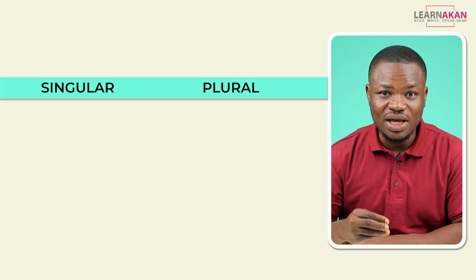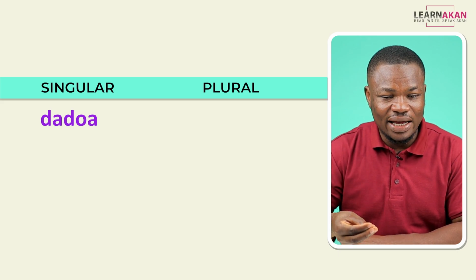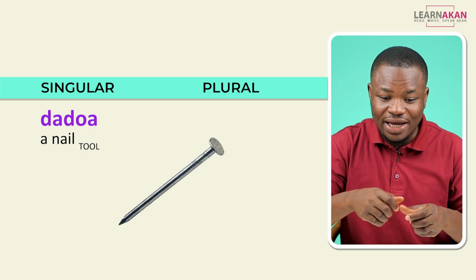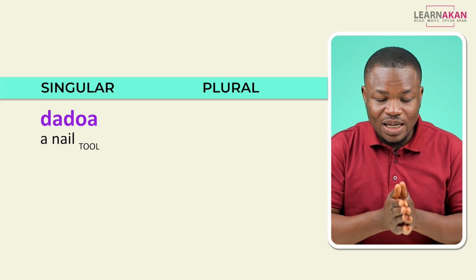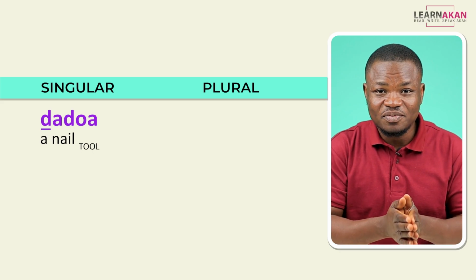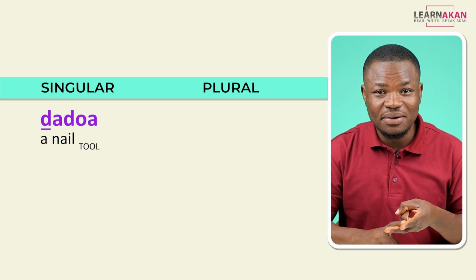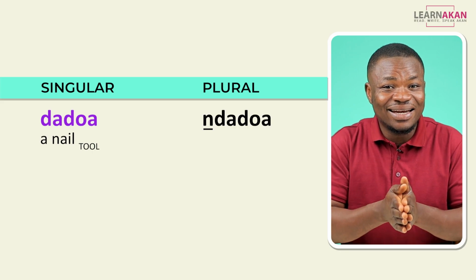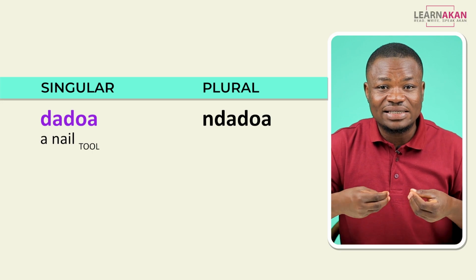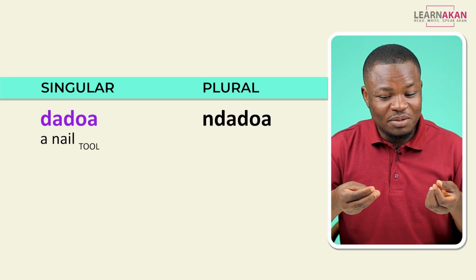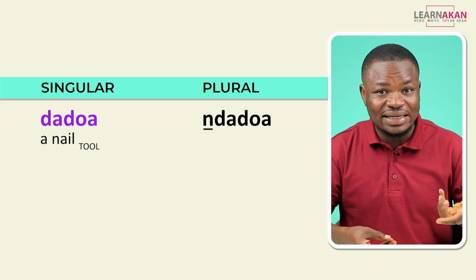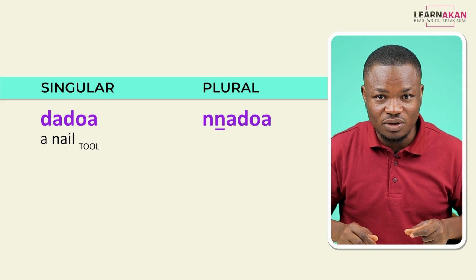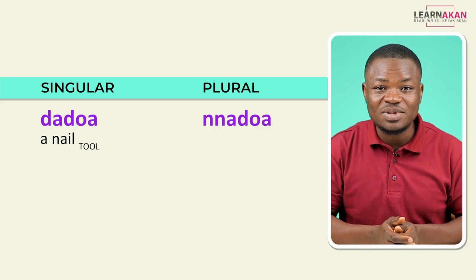So for our first example, we have dadwa, and dadwa is a nail, the tool you hit with a hammer. As you can see, this starts with d, which is neither b, p, nor f. So to form its plural, we simply bring in front, and we are supposed to have dadwa, but assimilation sets in because we have d. So the will cause the d to change into as well. So the plural of dadwa becomes nadwa.